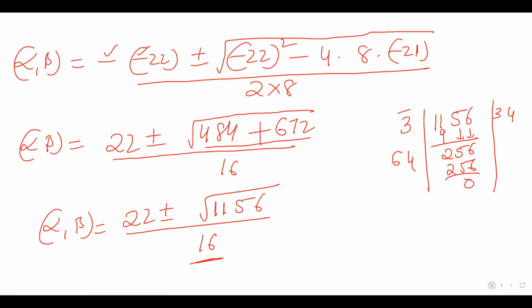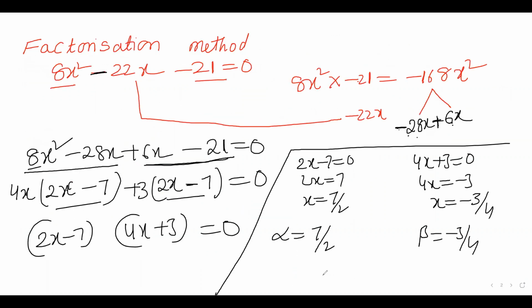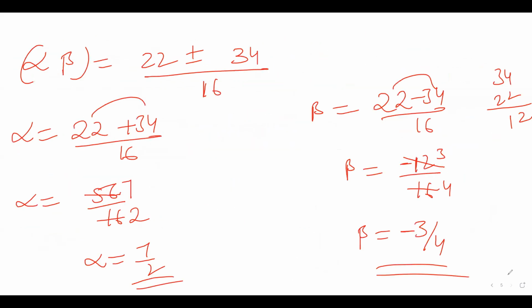So as in the previous case in factorization also 7 by 2, minus 3 by 4. Formula method also 7 by 2, minus 3 by 4. That's it.